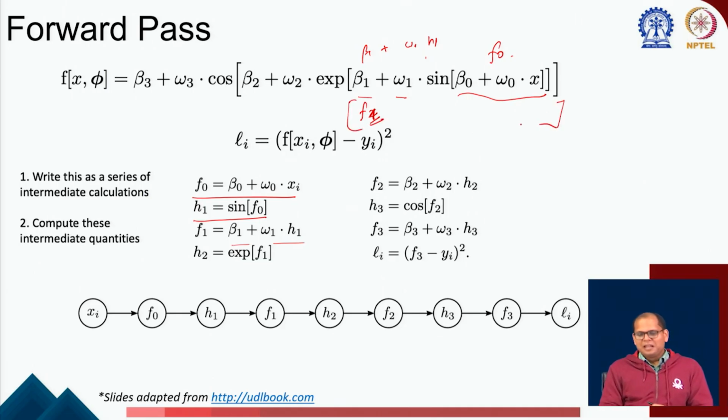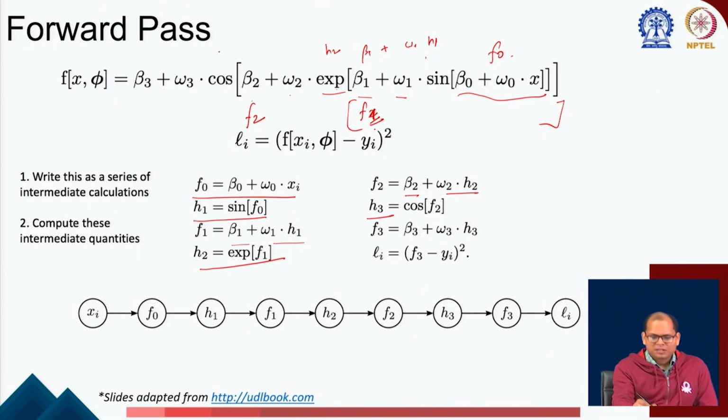Again, exponent of f 1, I call it h 2. Now, beta 2 plus w 2 times h 2, I call it f 2. Cosine of f 2, I call it h 3, and beta 3 plus w 3 h 3, I call it f 3. f 3 is the final function. And my loss is (f 3 minus y_i) squared, that is my loss.